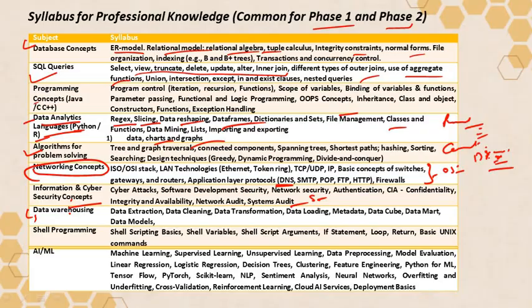Data warehousing is basically focused on how large-scale data is organized. So the important topics to focus on are the ETL process, the difference between OLAP and OLTP, and also the data transformation techniques. Now let's talk about shell programming.